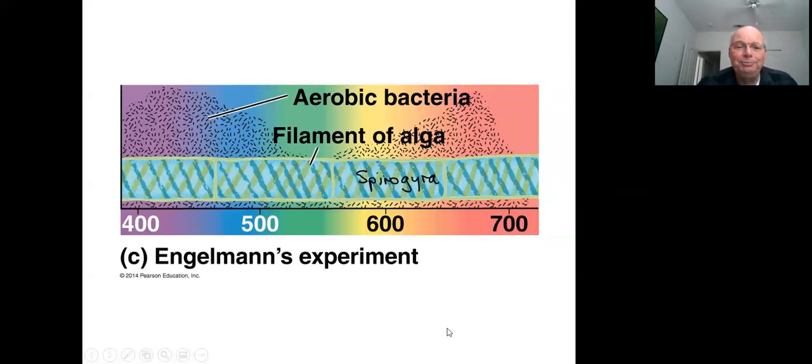Then he used a glass prism and sunlight energy, because there were no electric lights at this point. So he split sunlight into its component colors, just as Newton had done, and allowed the different colors to fall on different sections of the algae.